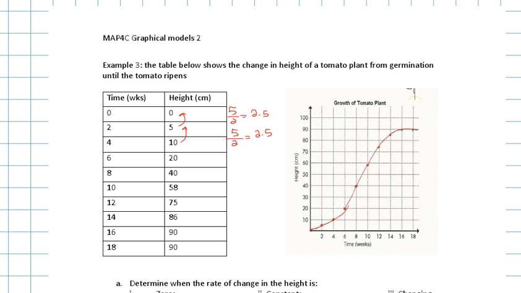And if we do 20 minus 10, that's 10, divided by 2, that is 5. So we see that between week 4 and week 6, we have a rapid increase, right? Almost double. Double, actually. If I do 40 minus 20 over 8 minus 6, so that's 20 over 2, that's 10. So we also see that between week 6 and week 8, we have an even higher increase.